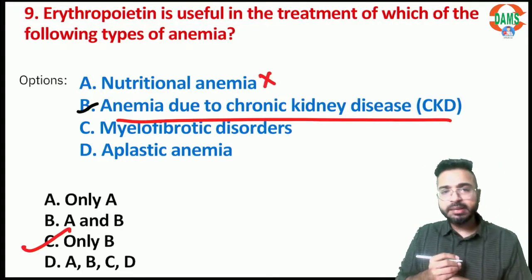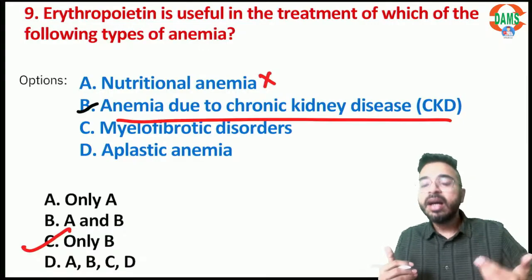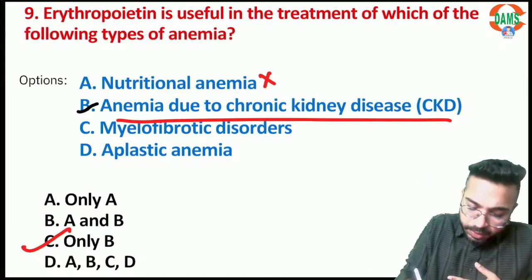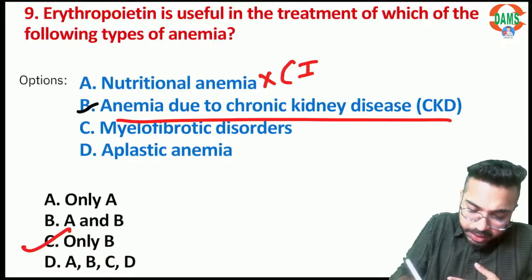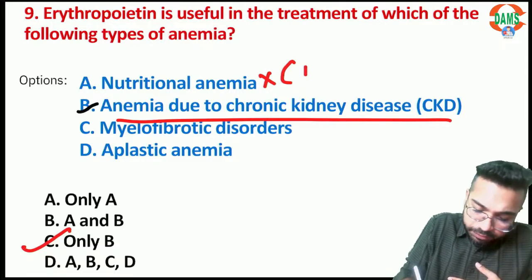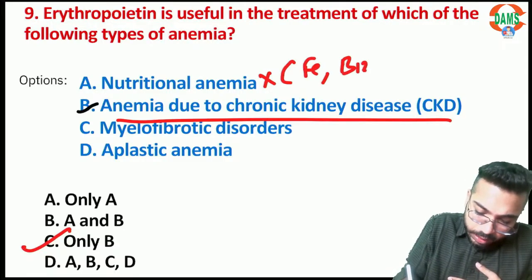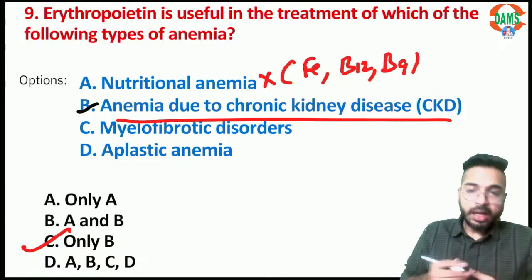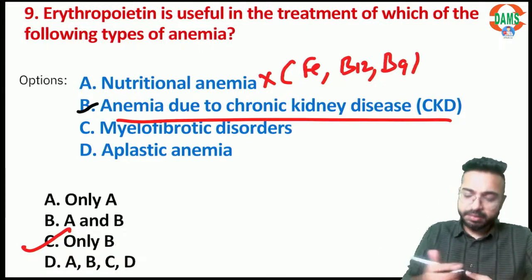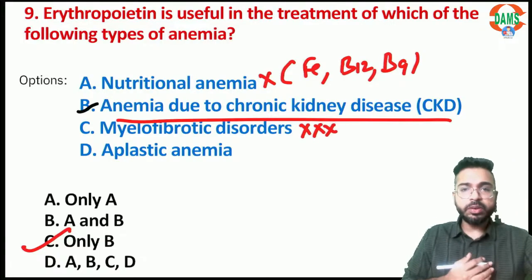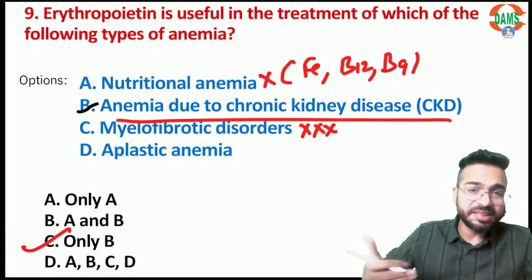No nutritional anemias. Nutritional anemias you treat by the type of nutrient lacking. Iron की कमी है, so you give iron therapy. B12 की कमी है, you give B12, folic acid. There is no role of erythropoietin in nutritional anemias. Myelofibrosis, you have to do bone marrow transplant. When there is fibrosis, we all know fibrosis is irreversible.